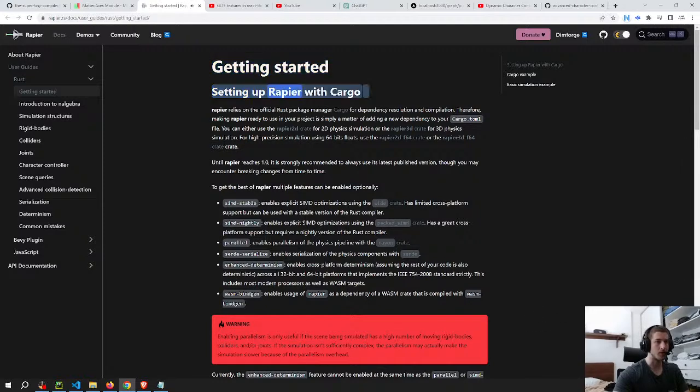Getting started. Setting up Rapier. To understand how Rapier works, Rapier relies on the official Rust package manager Cargo for dependency resolution and compilation. Therefore, making Rapier ready for use in your project is simply a matter of adding a new dependency to your Cargo.toml file. You can either use the rapier2d crate for 2D physics simulation or the rapier3d crate for 3D physics simulation. For high precision simulation using 64-bit floats, use the rapier2d-f64 crate or rapier3d-f64 crate. Until Rapier reaches 1.0, it is strongly recommended to always use its latest published version, but you may encounter breaking changes from time to time.